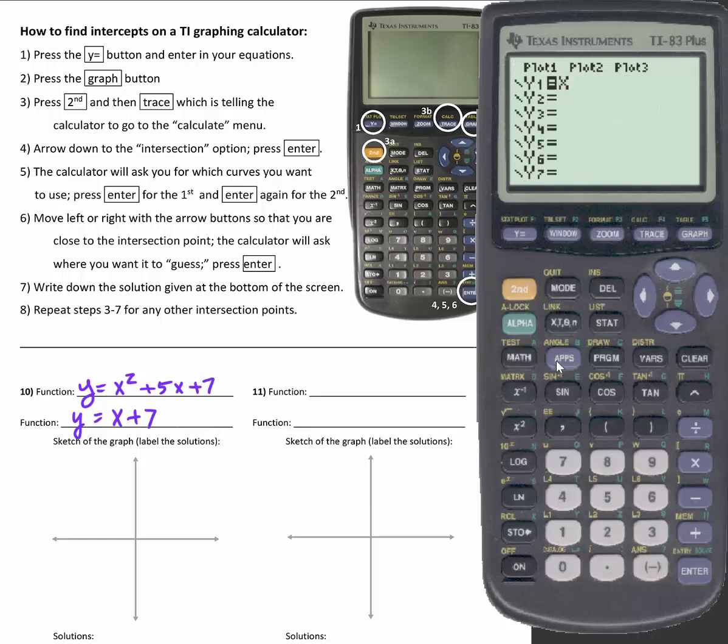Back here, once we have x, getting a squared is pretty easy. There's a button for that. And then we'll go ahead and say plus.